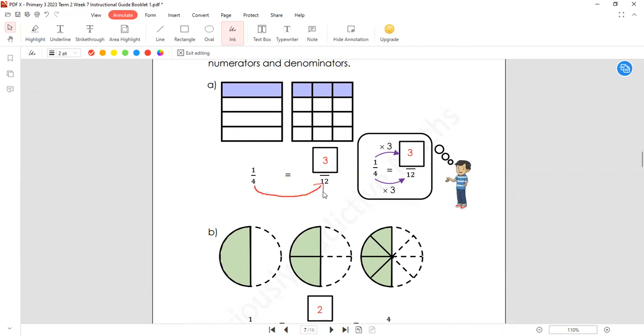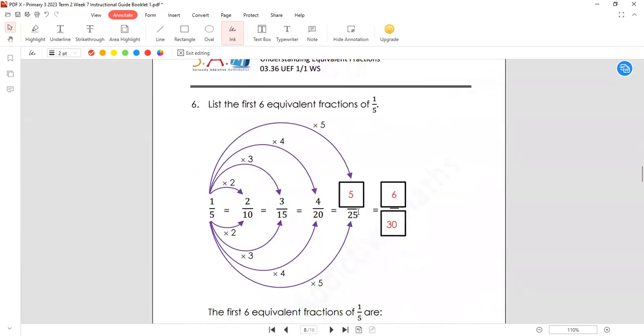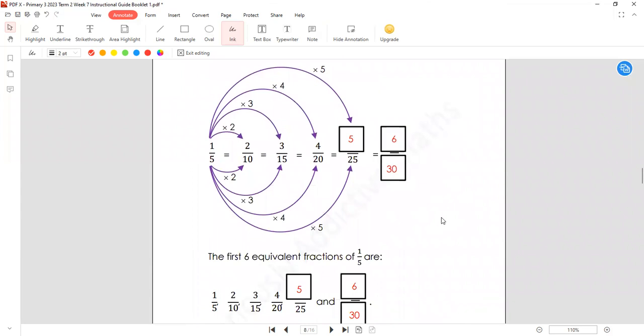Now ask them, right? So 4 times which number equals 12? All right, multiplication. 4 times 3 equals 12. So that means for the numerator, they have to do the same. If the denominator is multiplied by 3, the numerator you must multiply by 3 as well. So that's 3 out of 12. Okay, so get them to do this question. This one requires a bit more practice, right?